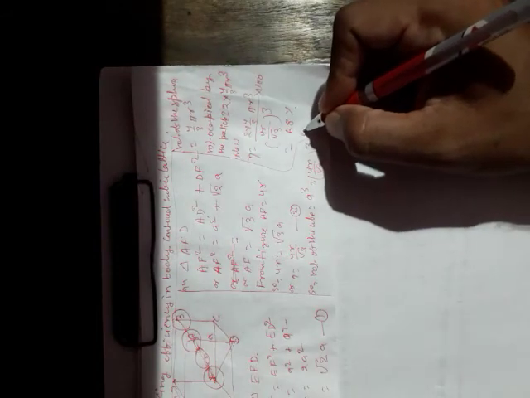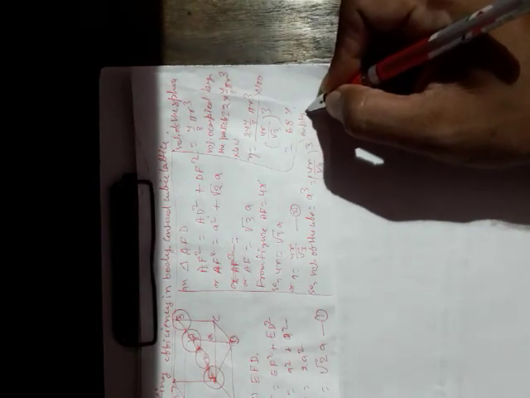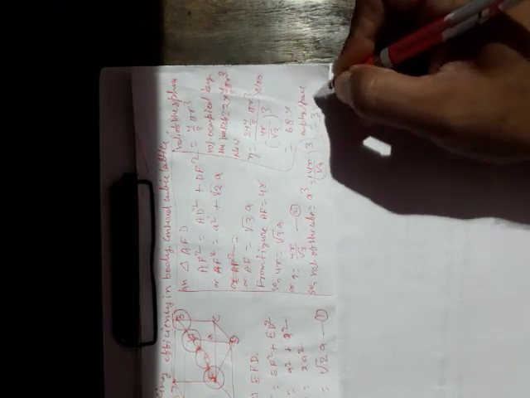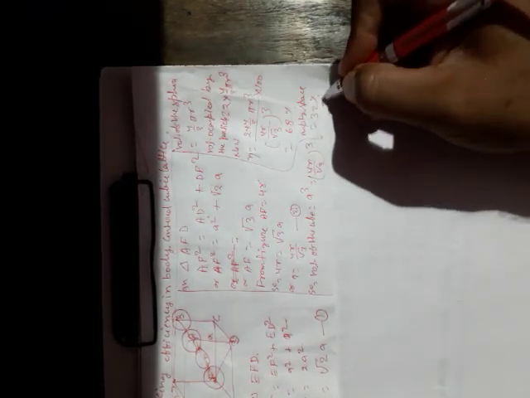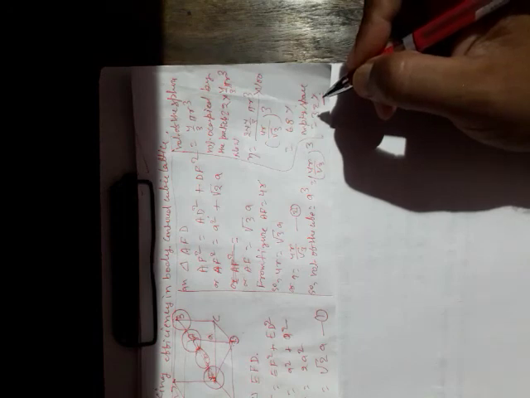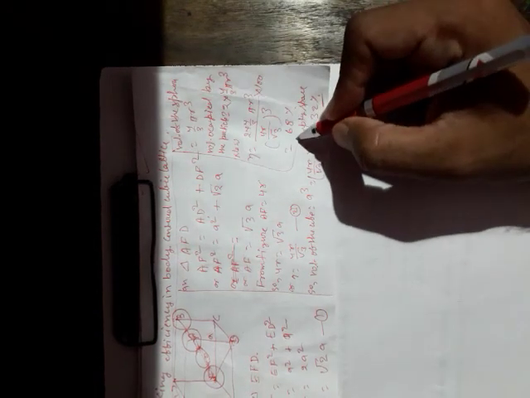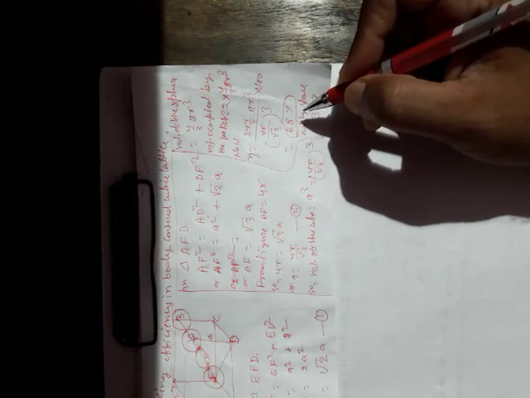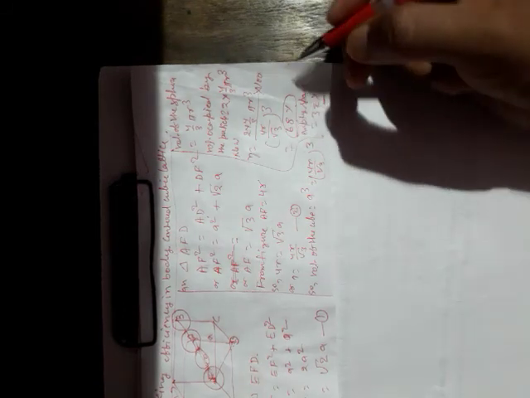So the empty space in body-centered will be 32%. This is the packing efficiency: the packing efficiency of the body-centered unit cell is 68%.